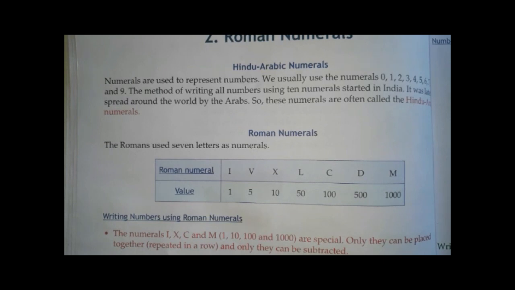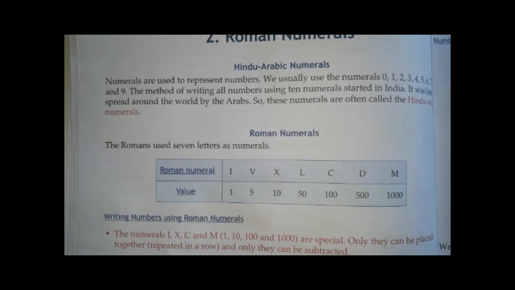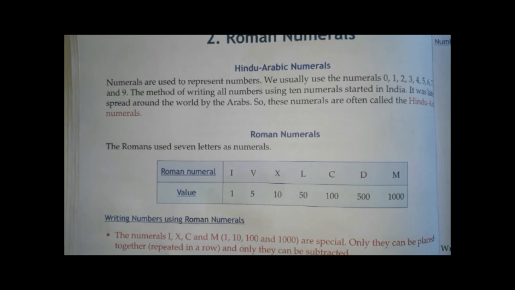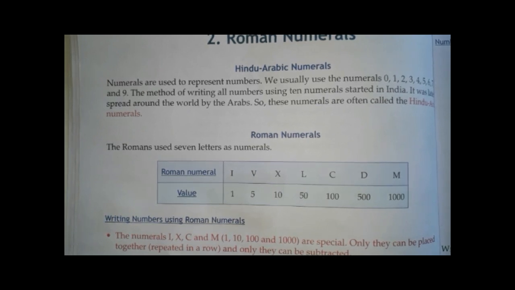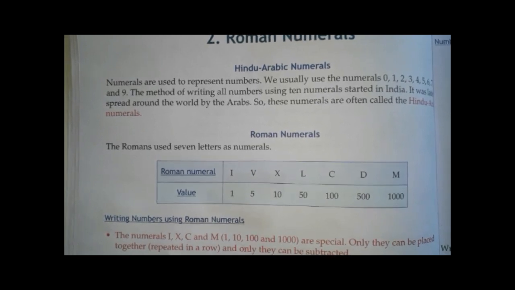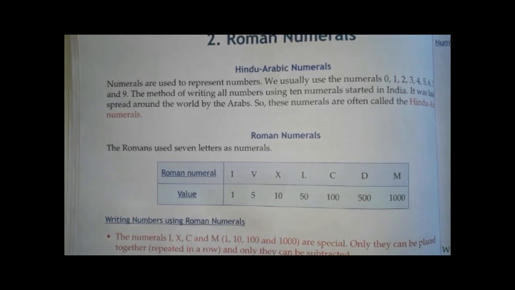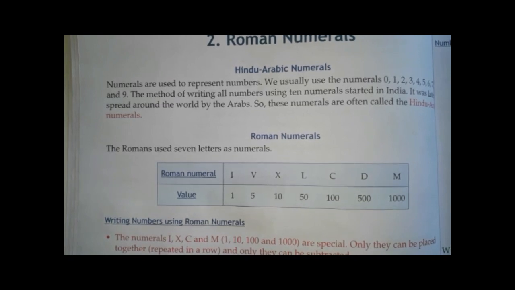These numbers, we usually use these numerals 0, 1, 2, 3, 4, 5, 6, 7, 8 and 9. These numerals are used to represent numbers, and these 10 numerals are the most basic thing a child learns in terms of mathematics. These numerals are called Hindu-Arabic numerals. Why are they called Hindu-Arabic numerals? Because they were first used by the Arabs. Arabs were the people who spread these numerals around the world as Hindu-Arabic numerals.